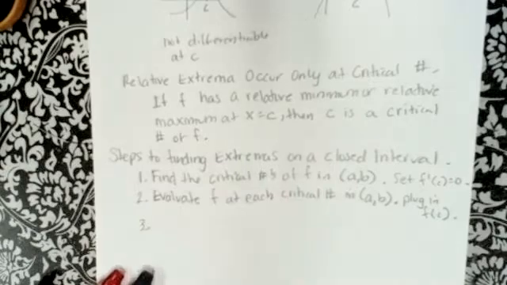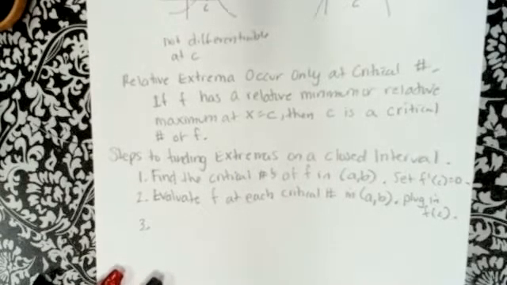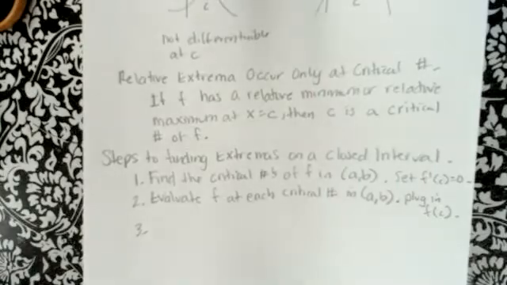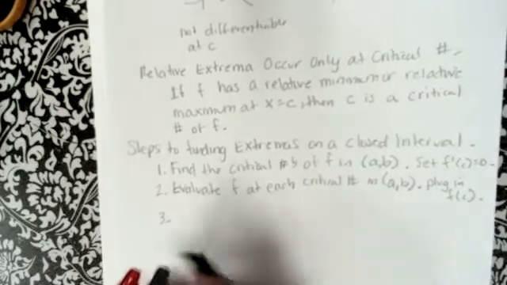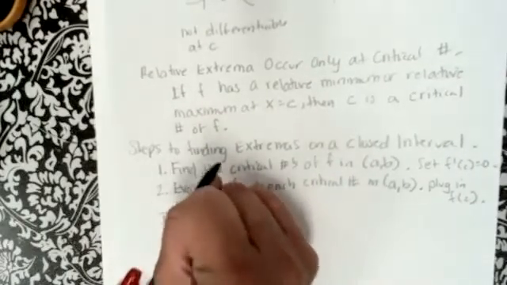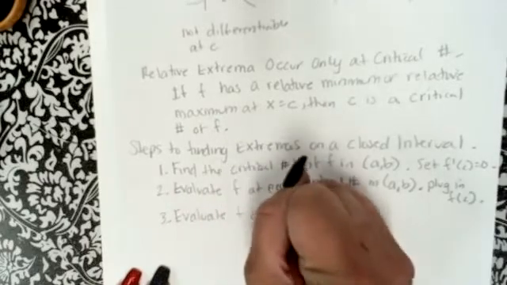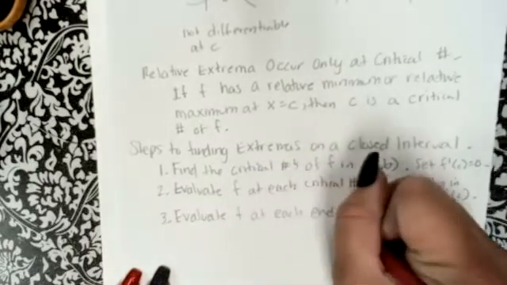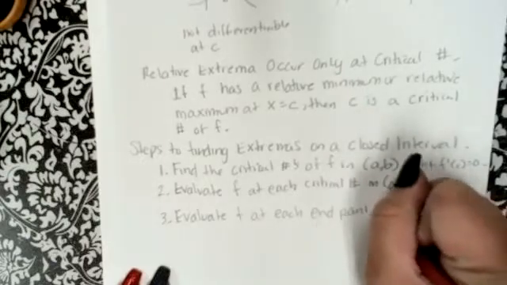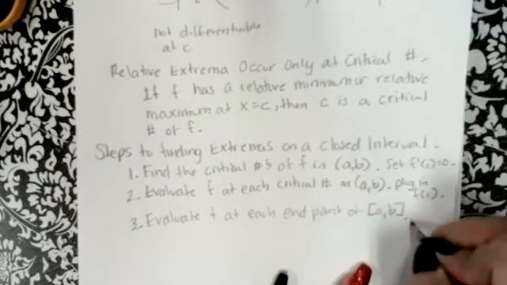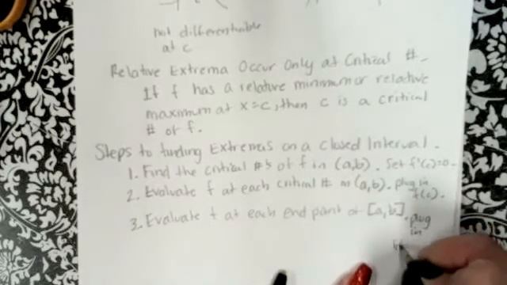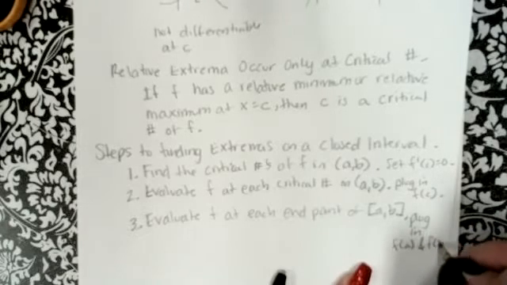You're not done though, because you can only have relative extremas on closed intervals. Well, guess what? From the very beginning, your endpoints, those can be extremas. Like right here, that endpoint was an extrema. So now I want to evaluate f at each endpoint. Plug in f of a and f of b.